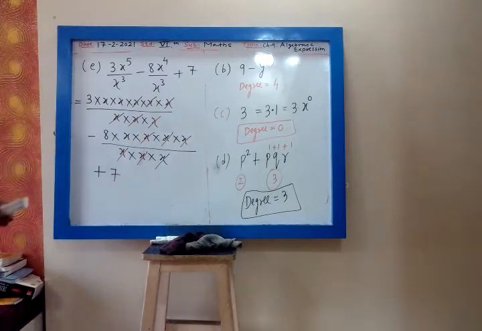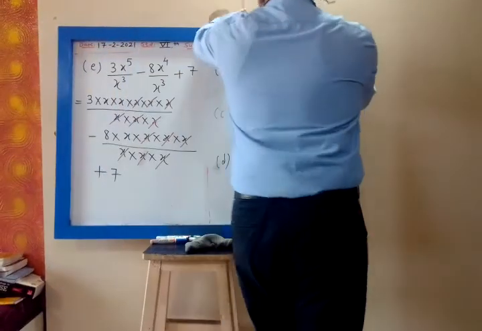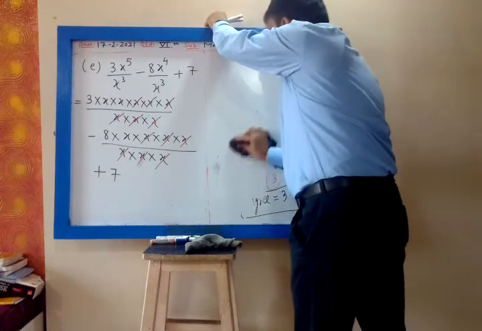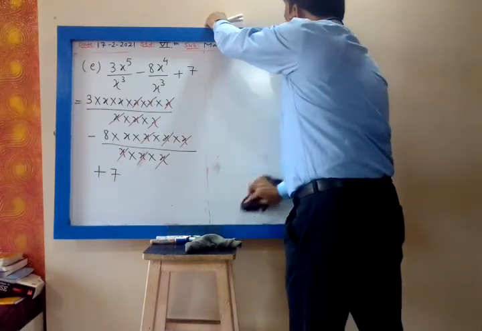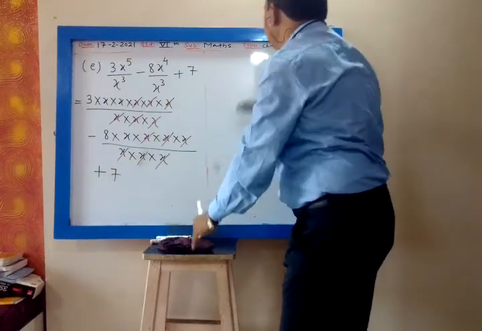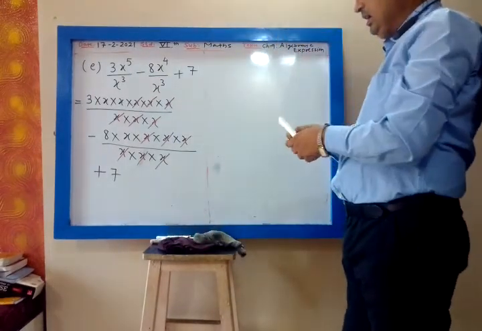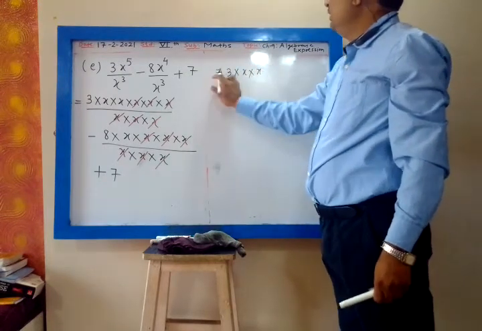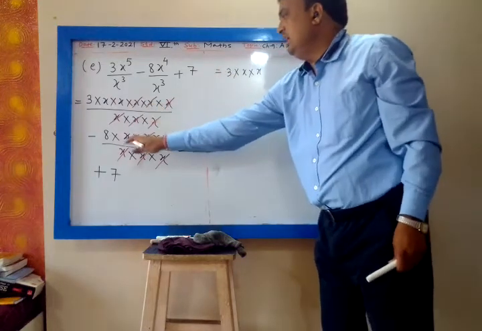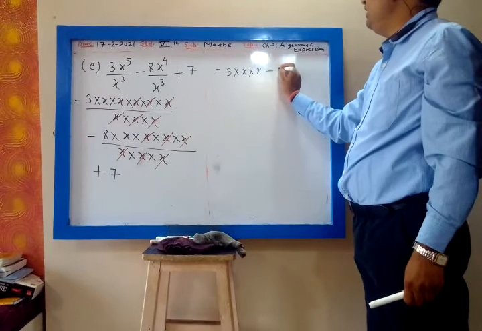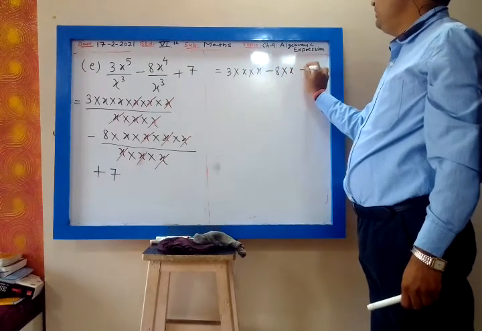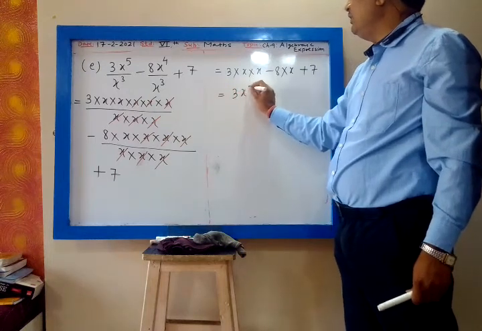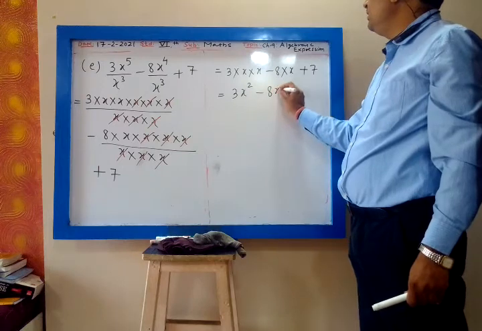So what is left now? Tell me, what is left? In the first term, how many x are remaining? 2x. So that will be 3 into x into x. In the second, 1x is left. Minus 8 into x plus 7. 3x into x I can write as x power 2, minus 8x plus 7.